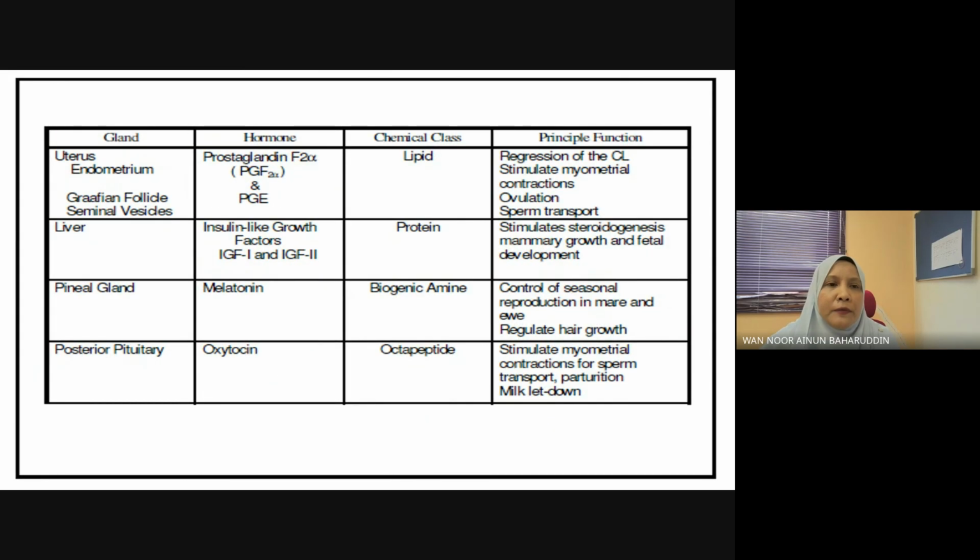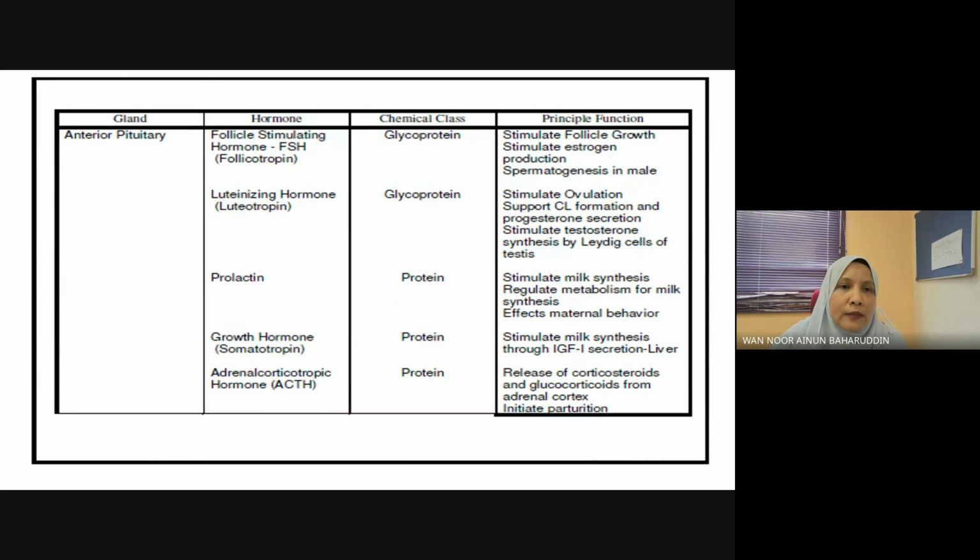Then we do have uterus also can produce prostaglandin. It's chemically classified as lipid. These are mainly for myometrial contraction as well as the ovulation and to transport the sperm.